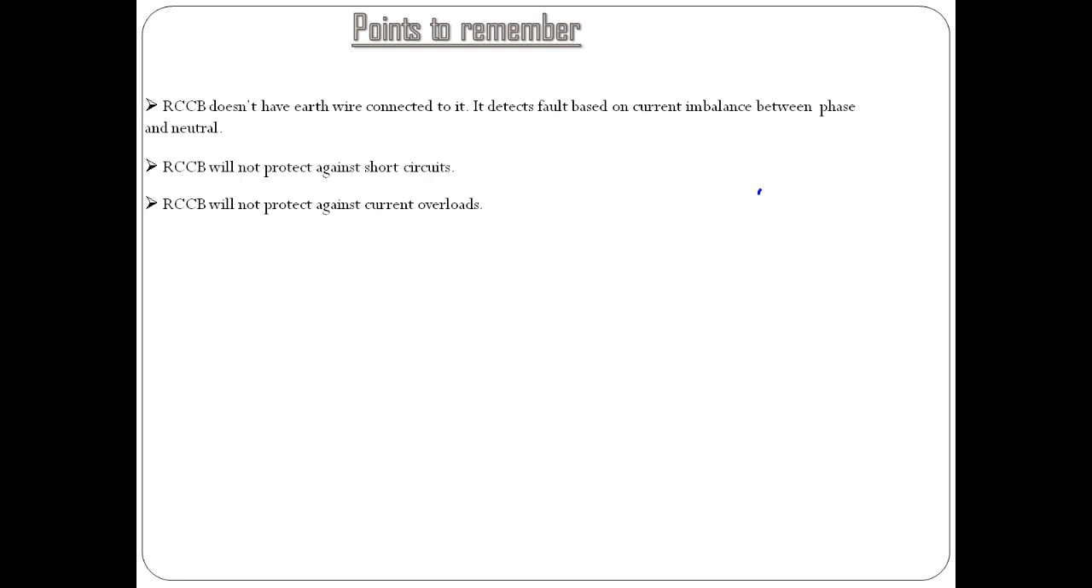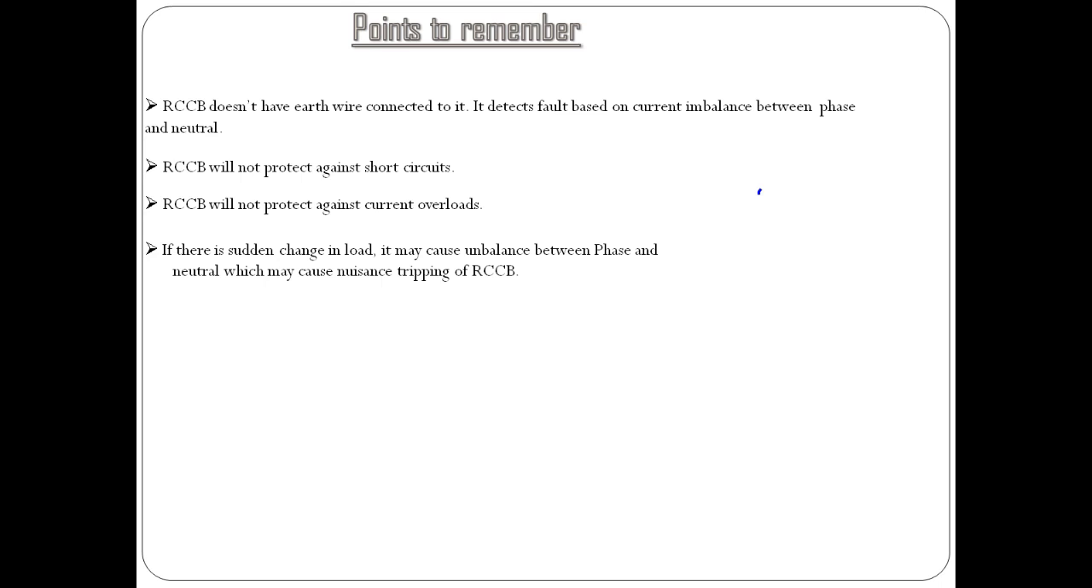If there is a sudden change in the load, it may cause an unbalance between phase and neutral, which may cause nuisance tripping of the RCCB. Suppose we are using a variable load and there is a sudden change in the load, the current will differ between phase and neutral for a small moment. Even that small moment will cause the sensing coil to switch on the relay, and the RCCB will trip, and this will cause nuisance tripping of the RCCB.